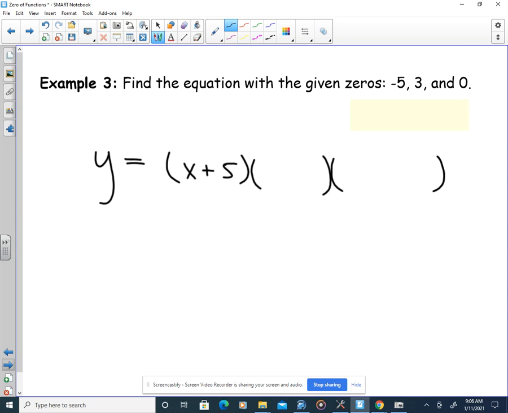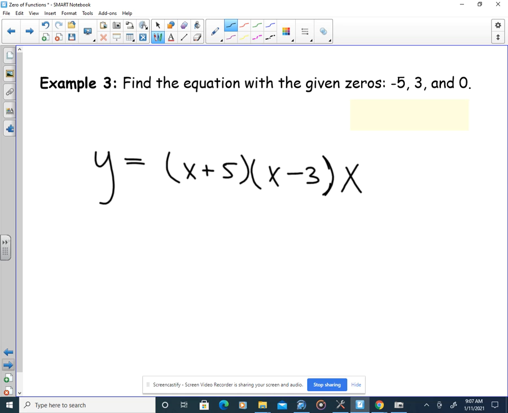-5 plus 5 is 0. Our second one will be x minus 3. 3 minus 3 is 0. And then our last one will be x plus 0, because 0 plus 0 is 0. But x plus 0 is just x. So if you have a zero, and that zero is 0, you can just write down x as its factor.